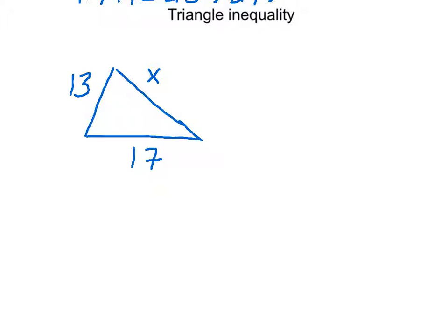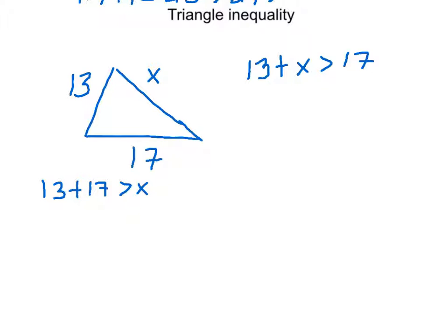Alright, so one of the restrictions is that 13 plus 17 has to be bigger than x. The other one is that our smaller number, 13, plus x has to be bigger than 17. Those are the two restrictions. There is a third, where 17 plus x has to be bigger than 13, but it's silly to write out, because 17 plus any number is going to be bigger than 13, unless it's a negative number, which you can't have as a side of a triangle.